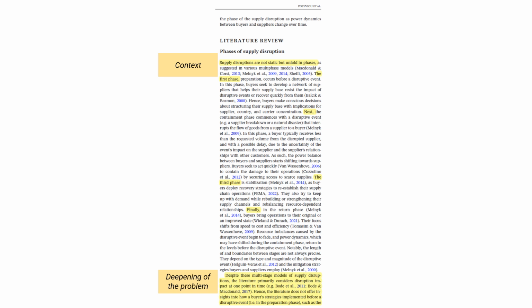They begin the literature section by outlining the context of their work. Specifically, they describe the different phases in which supply chain disruptions generally manifest, thereby delving deeper into the research problem. They observe that although it is generally recognized that supply chain disruptions extend over various phases, most existing studies only consider the impacts of such disruptions at a single point in time. In contrast, their study examines the influence at multiple points in time.